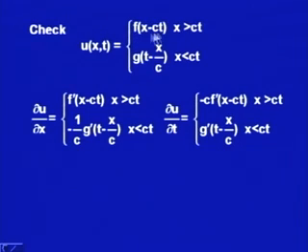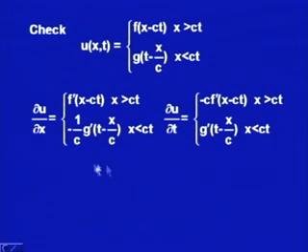Now, get del u over del t in a similar manner: the derivative with respect to x minus ct, and the derivative of x minus ct with respect to t would be minus c, and the derivative of this with respect to t minus x by c is g dash of t minus x by c, and the derivative of t minus x by c with respect to t would be 1. So, this is this one.